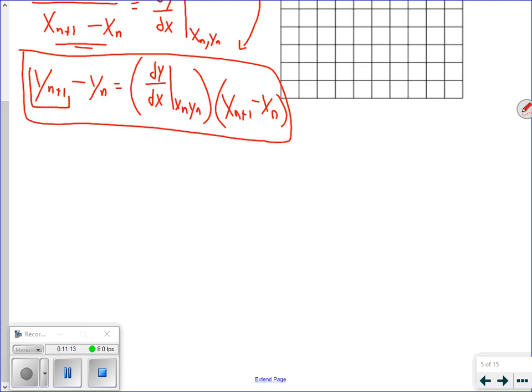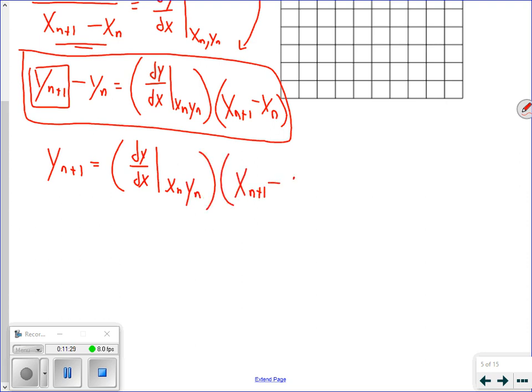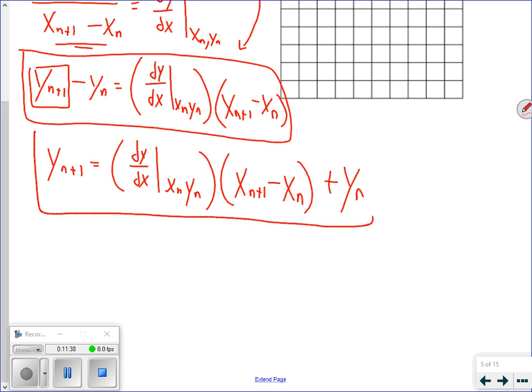But since we're looking for the next y value always, let's get that by itself. So I'm going to add this to both sides, and I have the following. This is Euler's approximation. He uses a tangent line approximation, but with fancy little numbers and letters here, to explain how we jump from one point to the next.